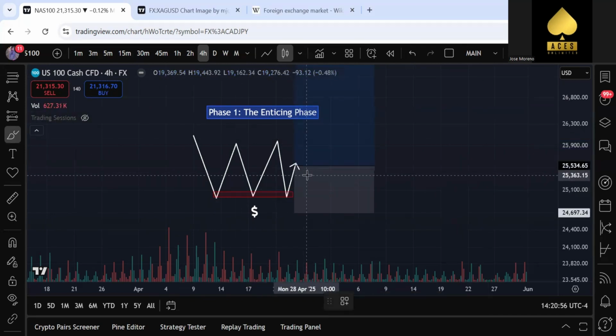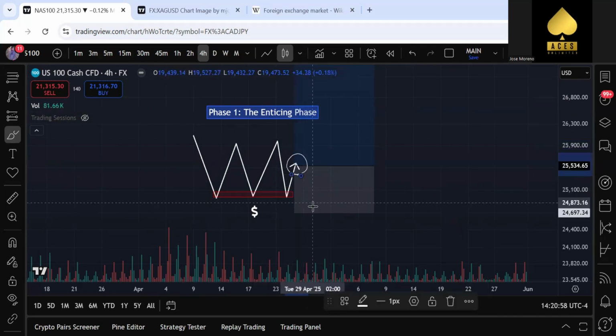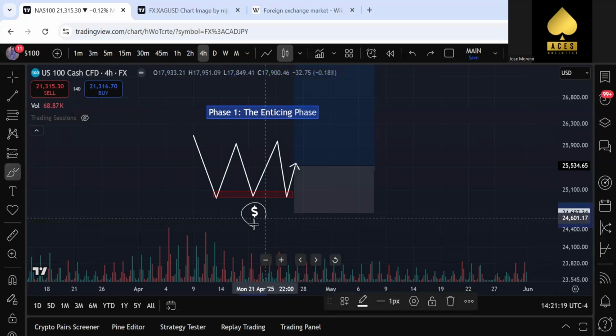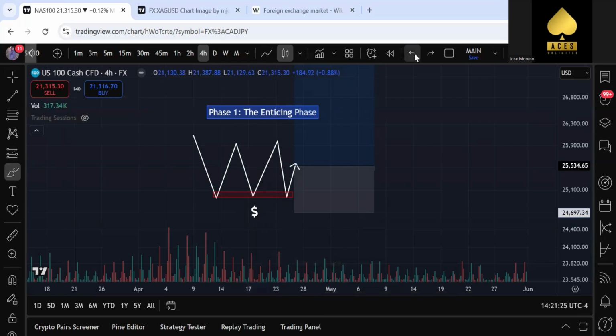This is going to create a large amount of people that are going to be buying here and putting their stop orders underneath here. You can imagine hundreds of thousands, maybe even millions of people, all looking to have their stop orders in the same place. This creates money below certain areas. This creates areas of what we call liquidity. That's what the enticing phase is all about. It's all about creating liquidity.